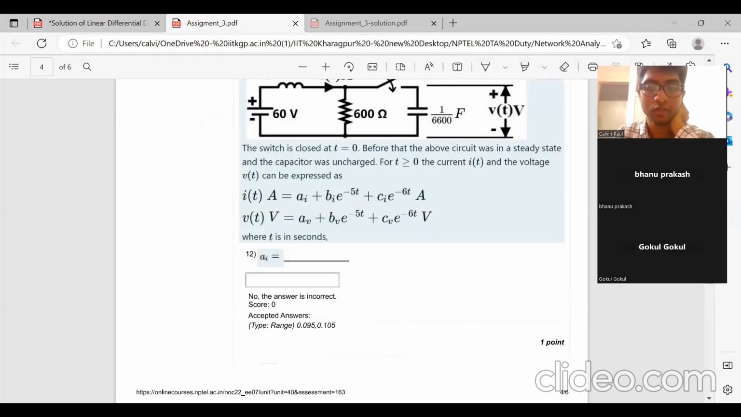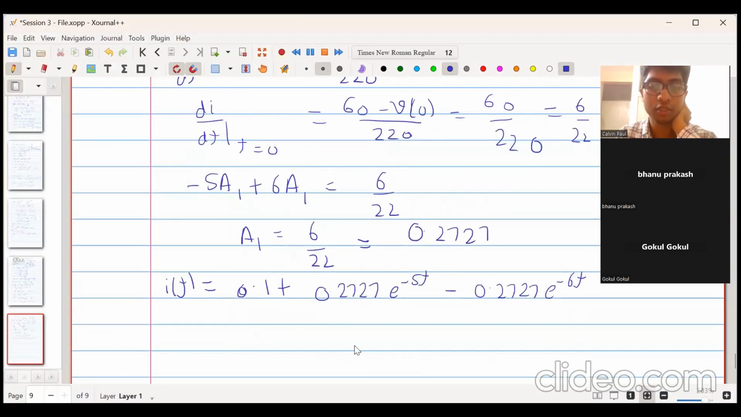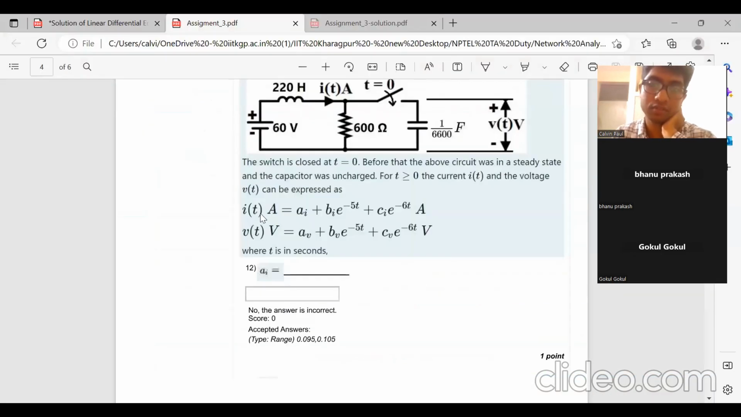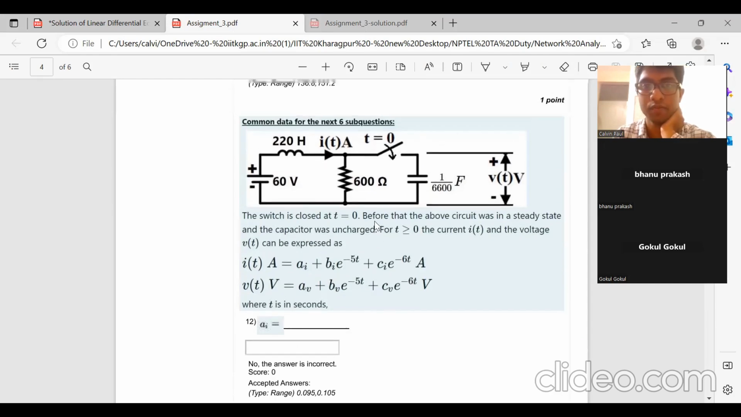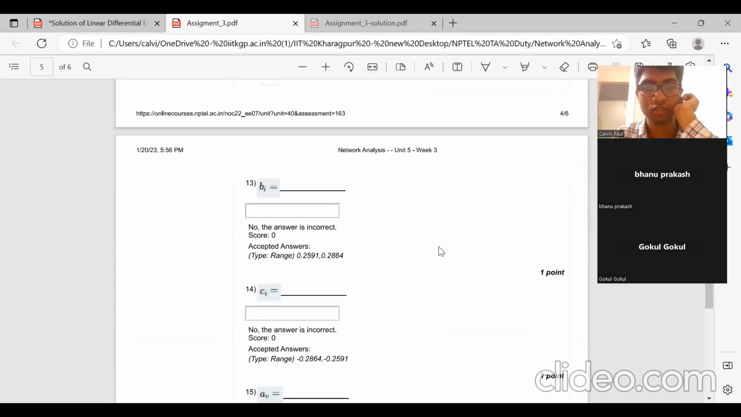Okay, fine. So now in the question, we were supposed to find the equation of the current as well as the equation of voltage across the capacitors. So we found the equation of the current to be of this form: AI plus BI into e to the power minus 5t plus CI into e to the power minus 6t. AI we found to be 0.1, BI we found to be 0.2727, CI we found to be minus 0.2727. Thus we have got those equations and those values.